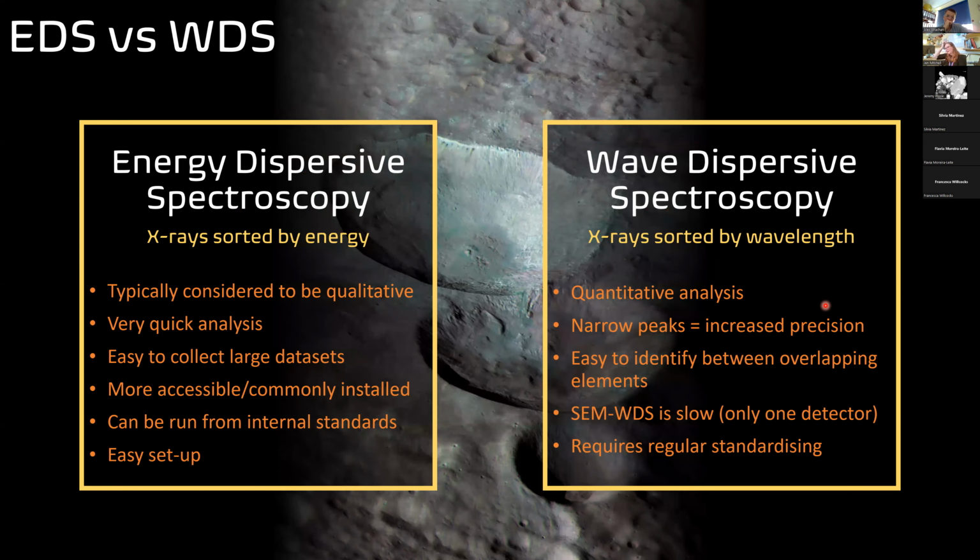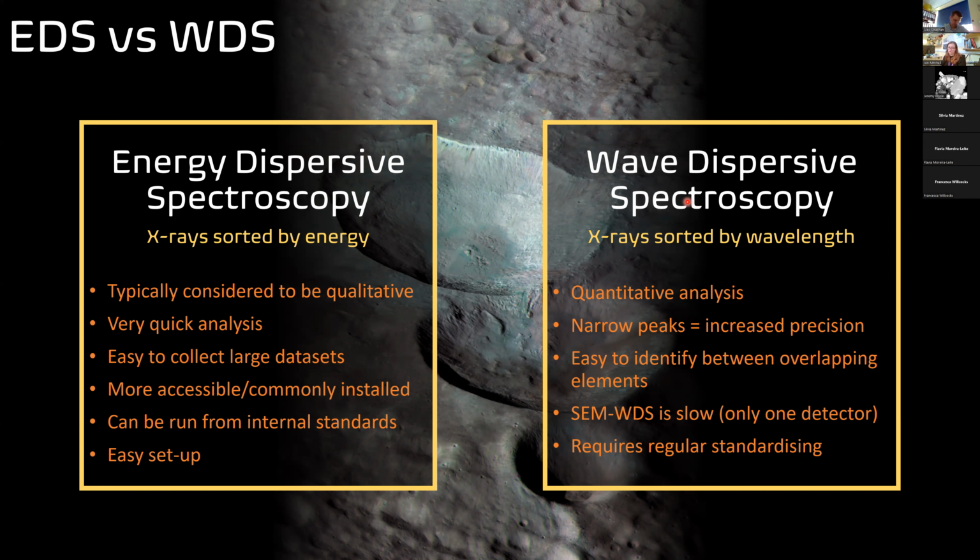Whenever I mention EDS around other electron microscopists, there's always an inherent groaning that happens, because there's a very big divide between EDS and WDS. Energy dispersive spectroscopy sorts X-rays by energy. Wave dispersive spectroscopy sorts them by wavelength. EDS is generally considered to be qualitative, and it's really, really quick to do. It can collect huge data sets very easily. It's very accessible, easy to set up. You can run it from internal standards. There's less work that has to be done to get good data.